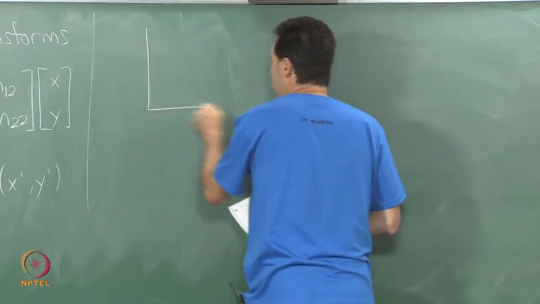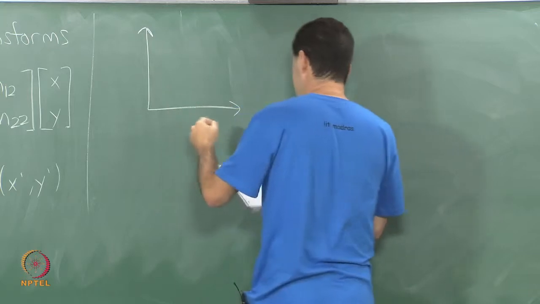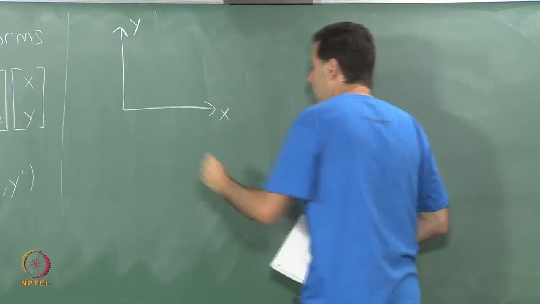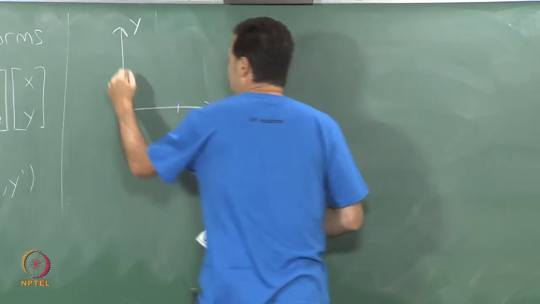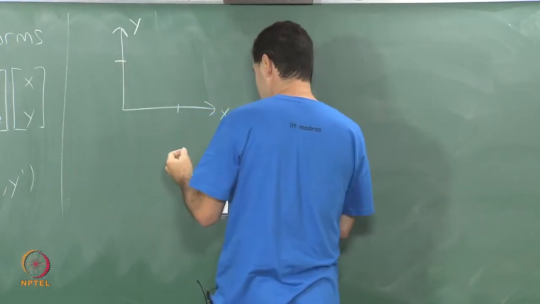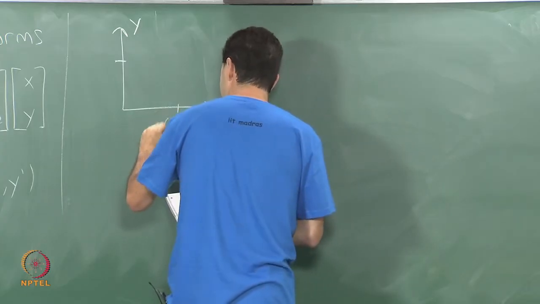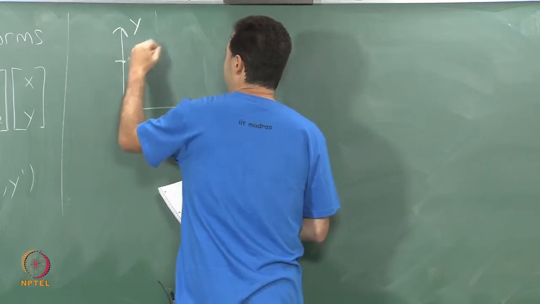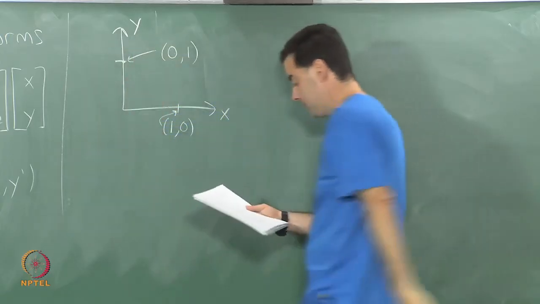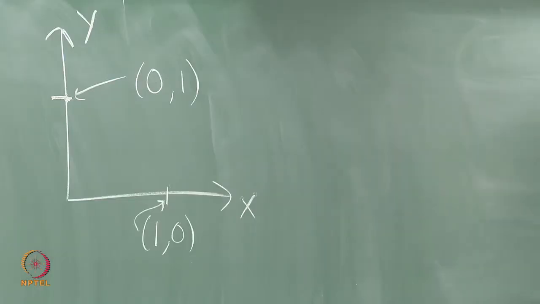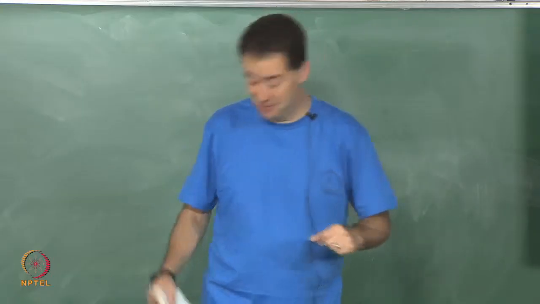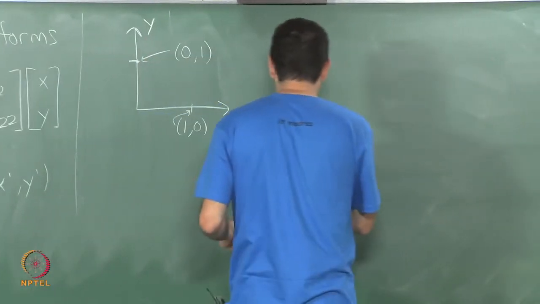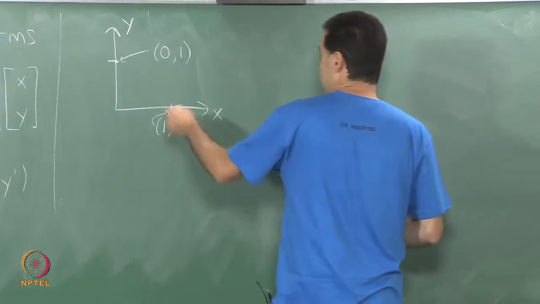Let's write a 2D coordinate system, Cartesian coordinate system. So, I have x axis, y axis, and I want to think about the simplest case. This is the point 1 comma 0 right here, and this is the point 0 comma 1. These are the standard bases that we use for Cartesian coordinates all the time. And I want to think about what happens to these when we perform our transformation.